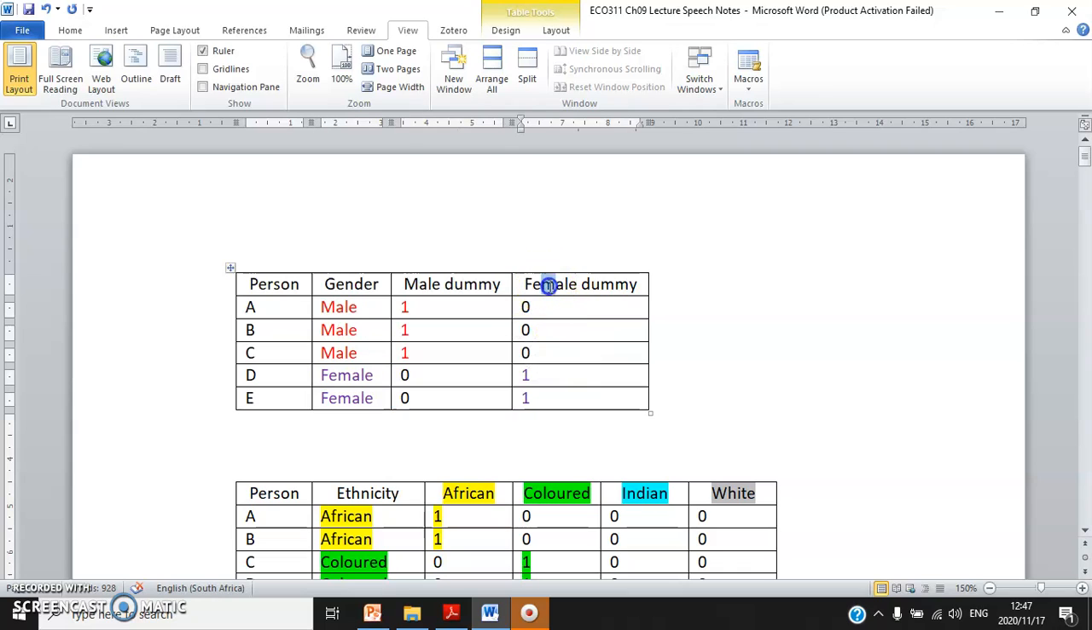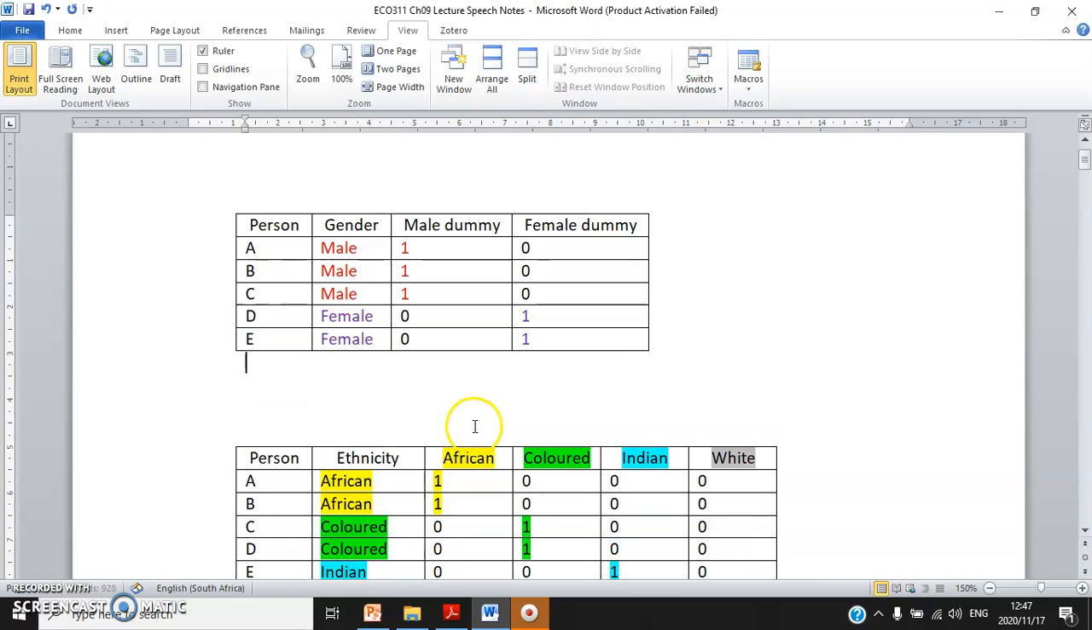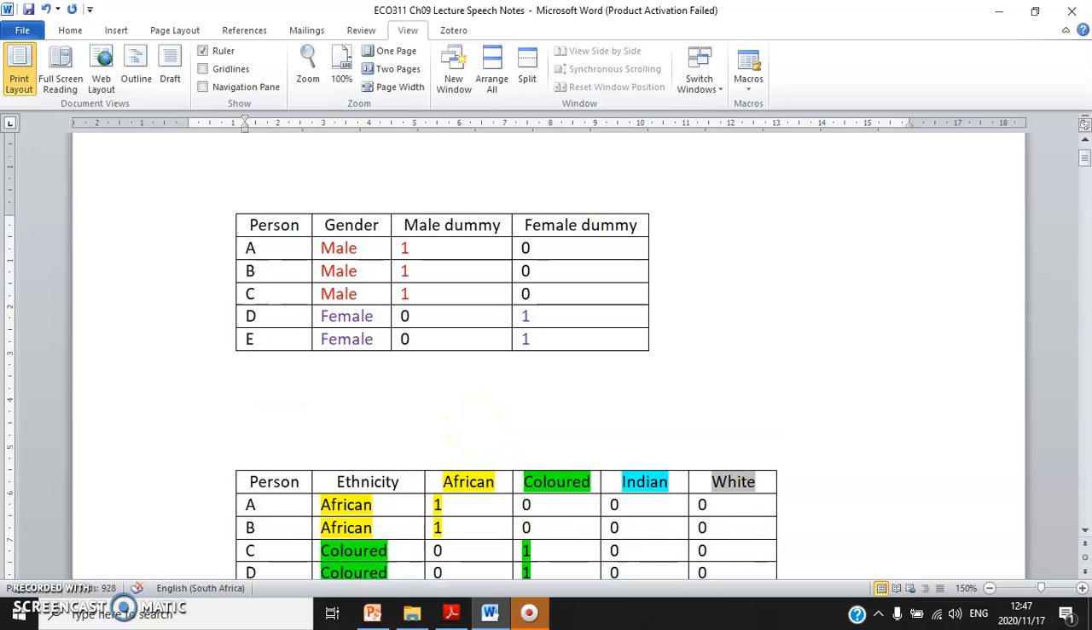Similarly, if you want to derive the female dummy, the first 3 individuals, A, B, and C, they are not female because they are men. So the female dummy value is 0. And then for the last 2, they are indeed female. So the female dummy equals 1. And then one thing I need to mention now is that when you run the regressions, you really want to include the gender, let's say gender dummy variables. You cannot include both male and female dummy. One must be left out as reference group.